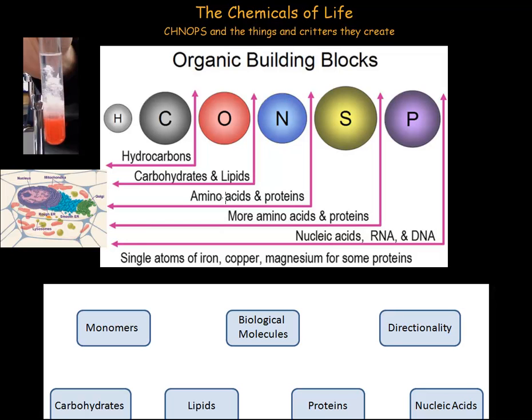Throw in nitrogen, you can get amino acids, which is one of the four chemicals, the Fab Four, and proteins. Throw a little sulfur in there, you can get a wider range of amino acids and proteins, and then throw some phosphorus in there, and you can get nucleic acids, RNA, and DNA.